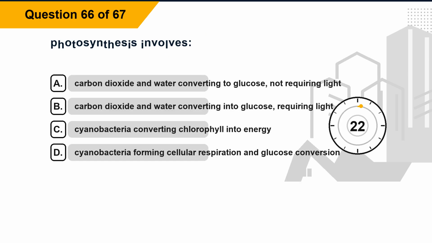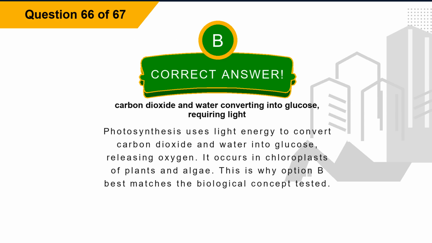Question 66. Photosynthesis involves? Option A, carbon dioxide and water converting to glucose, not requiring light. Option B, carbon dioxide and water converting into glucose, requiring light. Option C, cyanobacteria converting chlorophyll into energy. Option D, cyanobacteria forming cellular respiration and glucose conversion. The correct answer is option B, carbon dioxide and water converting into glucose, requiring light. Explanation: photosynthesis uses light energy to convert carbon dioxide and water into glucose, releasing oxygen. It occurs in chloroplasts of plants and algae. This is why option B best matches the biological concept tested.